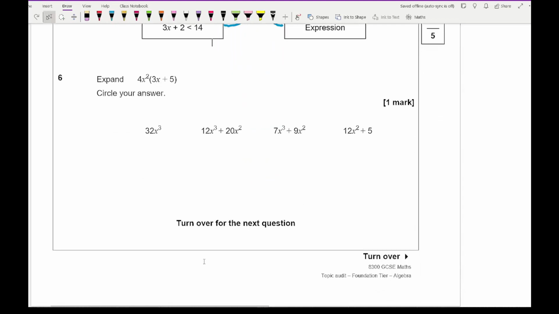Moving on to question 6, it says expand 4x squared and then times 3x plus 5. So we expand the brackets knowing that we multiply numbers with numbers, letters with letters. So 4 times 3 is 12. X squared times x is x cubed. Then we've got a plus, and then 4 times 5 is 20. And then we've got x squared, so that gives us our second option.